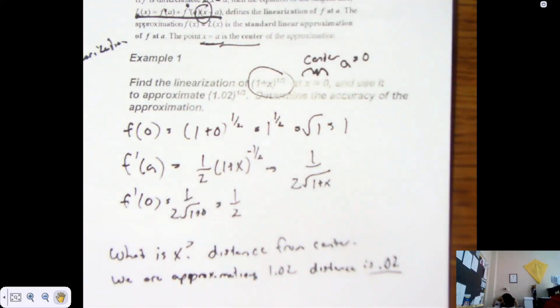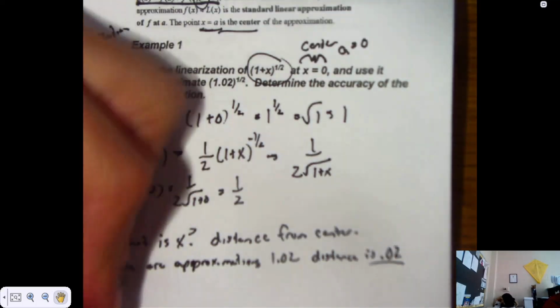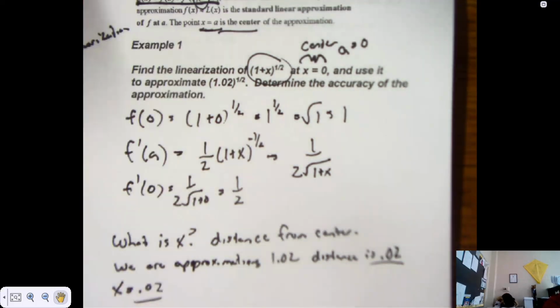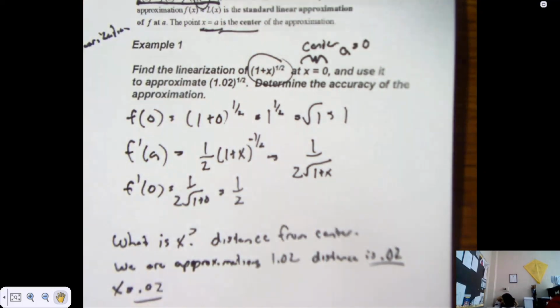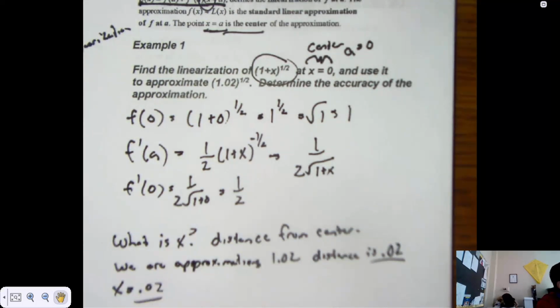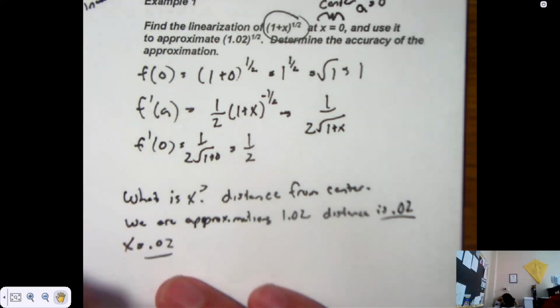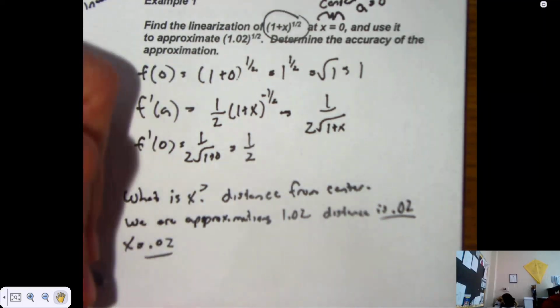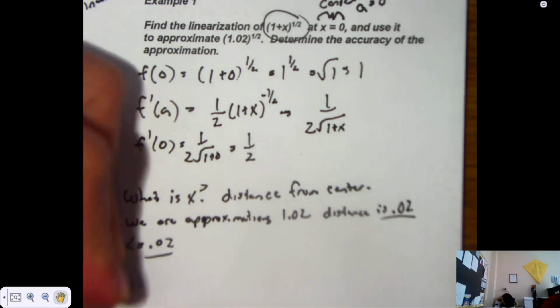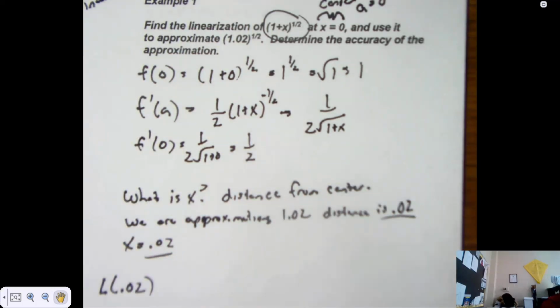So the distance is 0.02. So x is 0.02. Move up to your equation. That's what x is. It's the distance from the center. We're just going to plug everything into that linearization formula. We're actually doing the linearization of 0.02 because that's the distance.